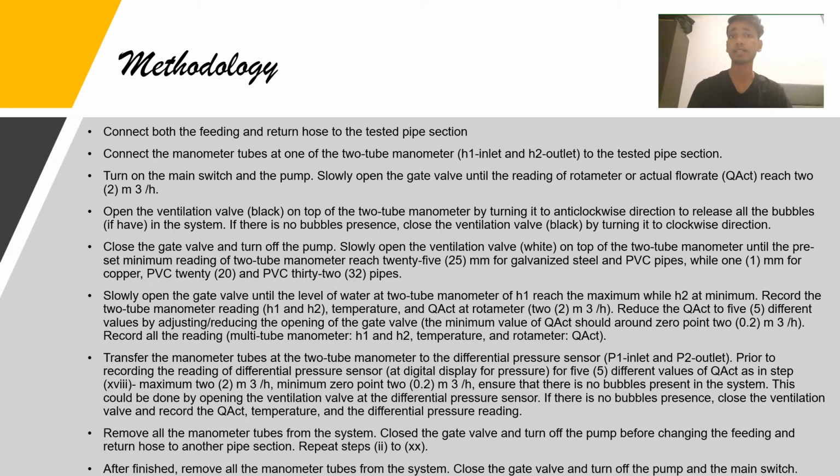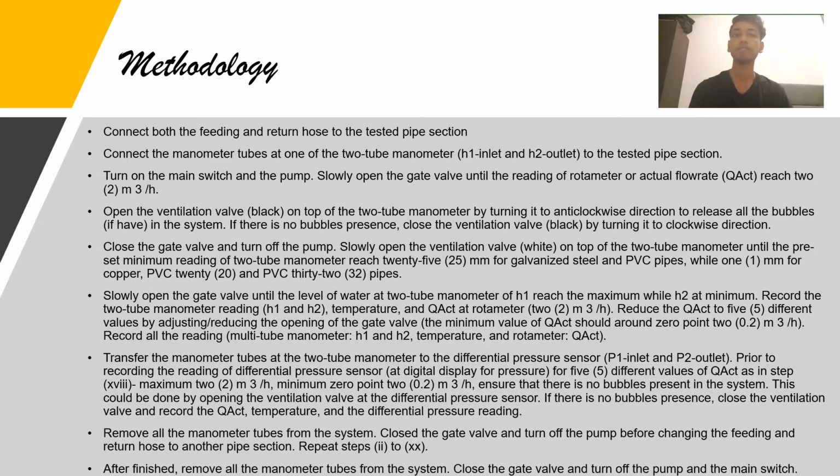Number 6, we have to slowly open the gate valve until the level of the 2-tube manometer H1 reaches maximum while H2 reaches the minimum point. We have to record the value of the 2-tube manometer, temperature, and the actual flow rate. Then we have to reduce the actual flow rate to 5 different values by adjusting the opening of the gate valve, and record all the readings.